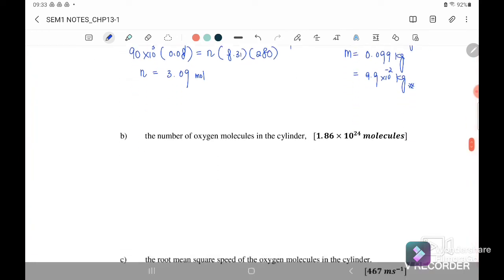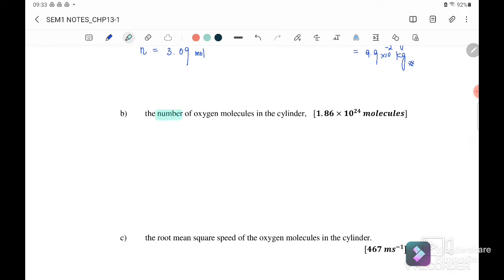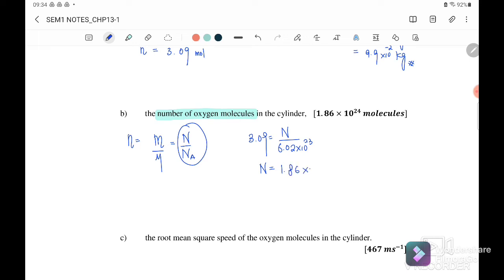Okay, next we will go to 2B. Find the number of oxygen molecules in the cylinder. Since we have the number of moles, and we know that the number of moles is equal to mass per molar mass, or the number of molecules per Avogadro's number, we can use these equations to find the number of oxygen molecules. The number of moles just now is 3.09, the number of molecules is the value we want to find, and Avogadro's number is equal to 6.02 times 10 to the power of 23. So the number of oxygen molecules is equal to 1.86 times 10 to the power of 24 molecules.